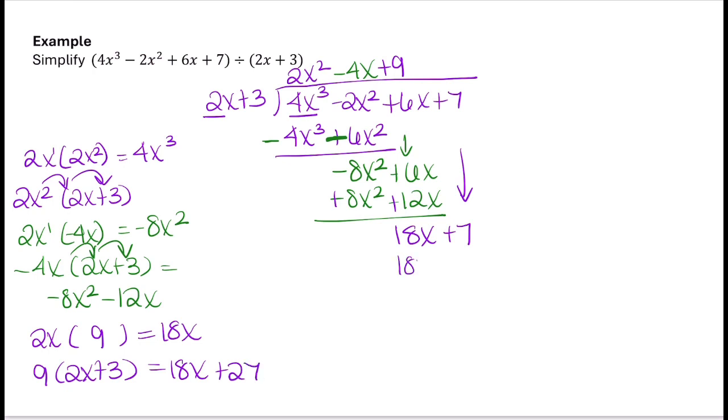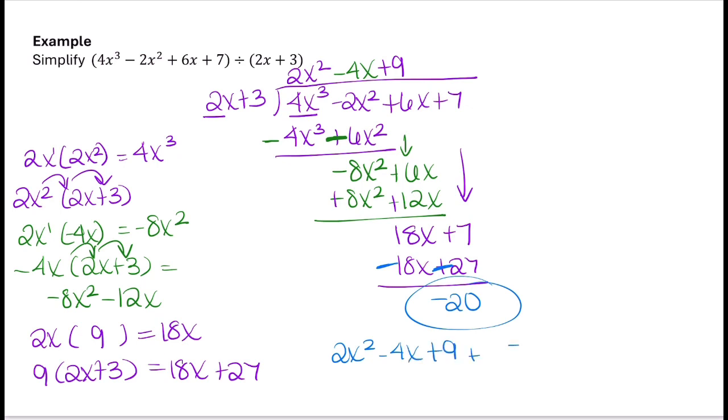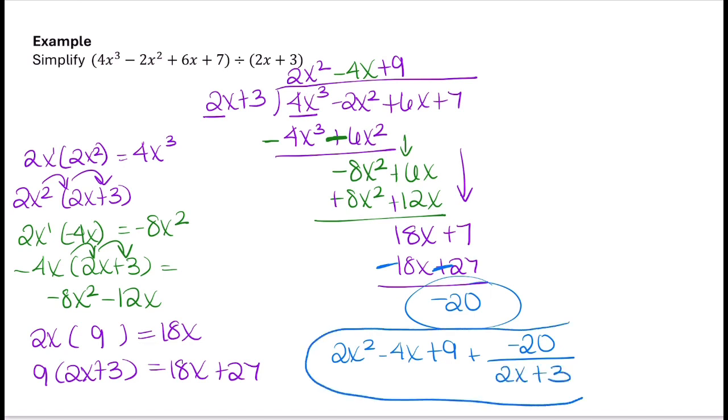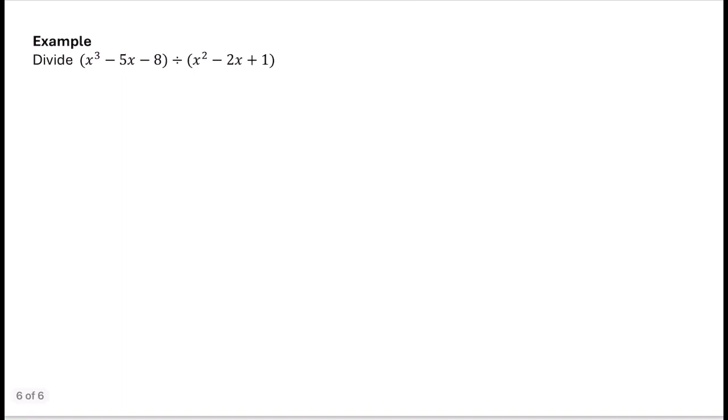So I have 18x plus 27, and what I need to do is combine these by subtracting, so I'm going to switch the signs. 7 minus 27 is minus 20, so that means now I have a remainder. Okay, so when I write this final answer, I'm going to write 2x squared minus 4x plus 9, and then plus, I just put my negative 20 in my numerator over 2x plus 3. Okay, so you always put the remainder over the divisor, and that's how you would write this when you have a remainder.